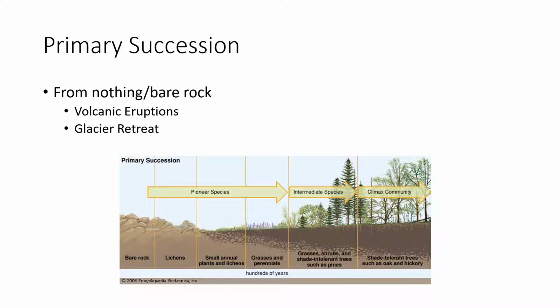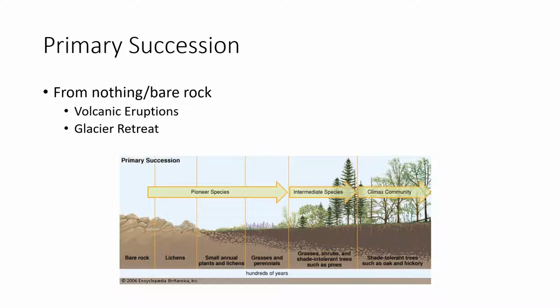Or another way that this can come about is when a glacier retreats, it actually scrapes the rocks underneath it and it scrapes it bare. So there's no soil. So the pioneer species are the first species to come in, right? They're pioneers. They're the first. The pioneer species are lichens.